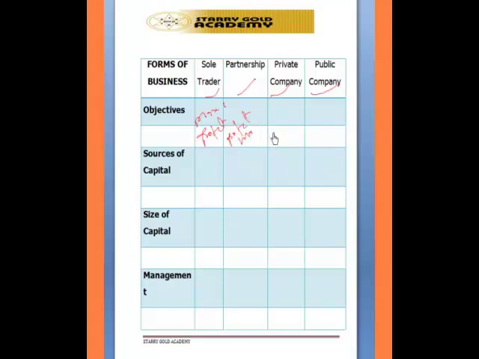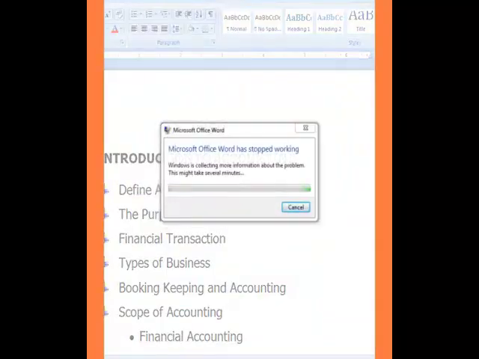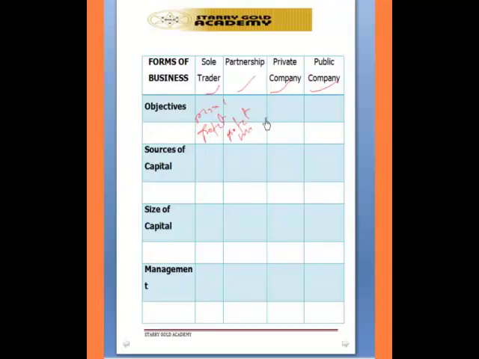So they are there to make profit. Partnerships are there to make profit. Private companies too are there to make profit. Likewise, the public company is there to also maximize profit. So all of them, be it sole trader, partnership, private company, public company, are in business to maximize profit. And let's look at source of capital.